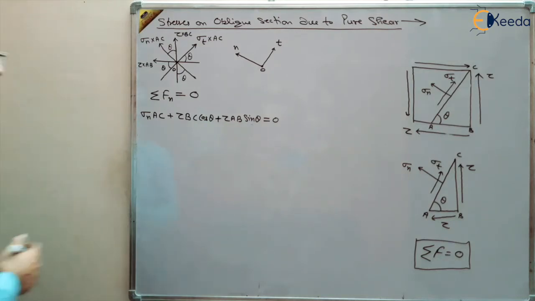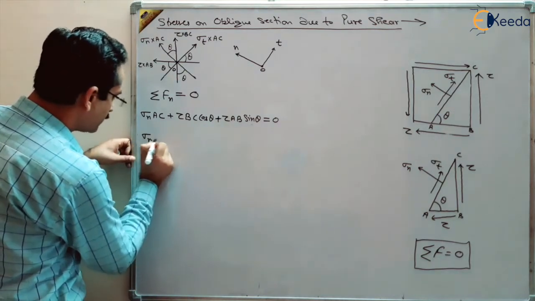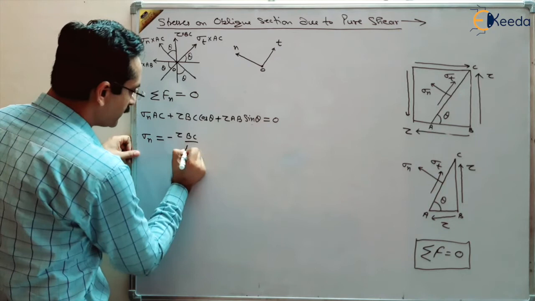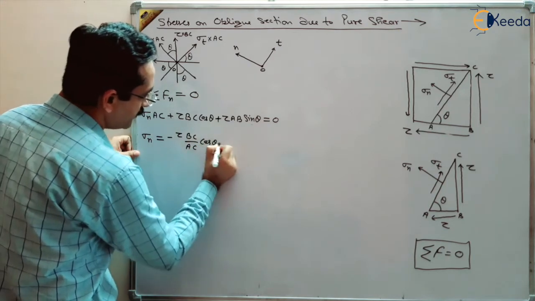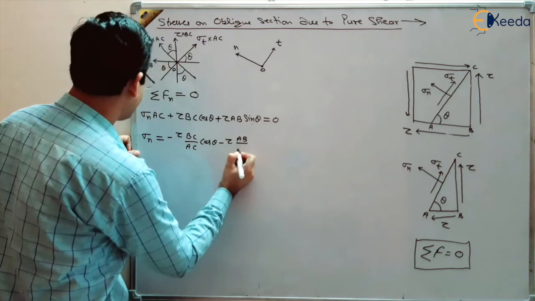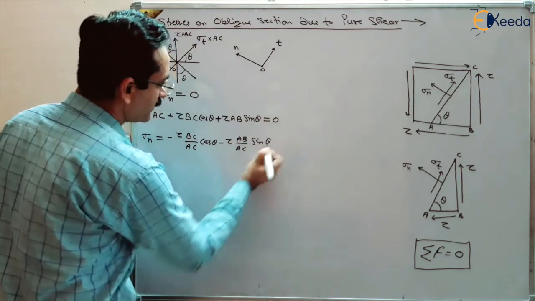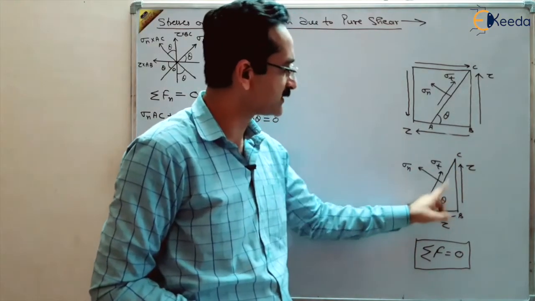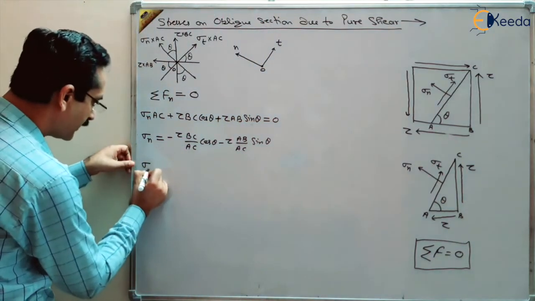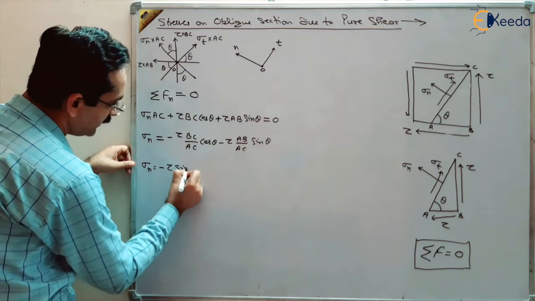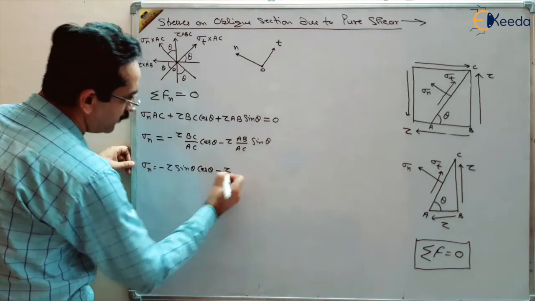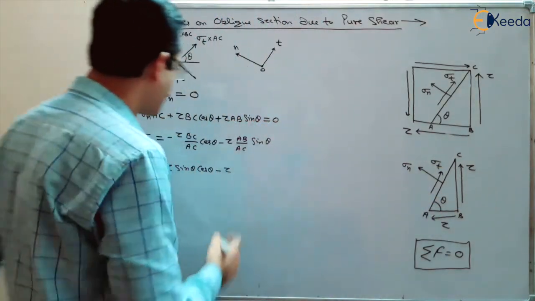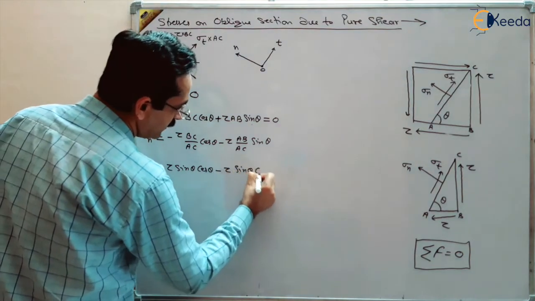Right? So what will be sigma n? Sigma n will be equal to minus tau BC upon AC cos theta minus tau AB upon AC sin theta. What is BC upon AC in this triangle? BC upon AC is sine theta. So we can write sigma n equal to minus tau sine theta cos theta minus tau AB upon AC, base upon hypotenuse, that is cos theta. So this is again sine theta cos theta.